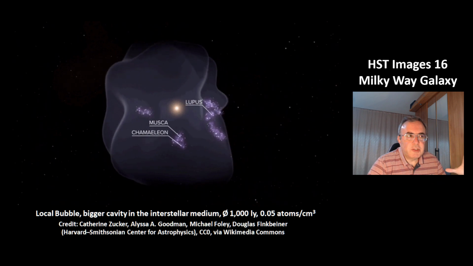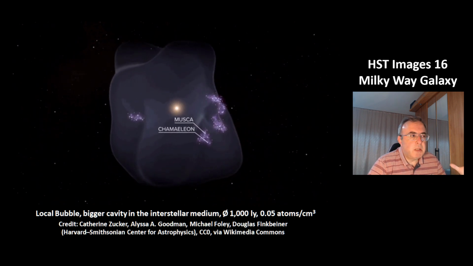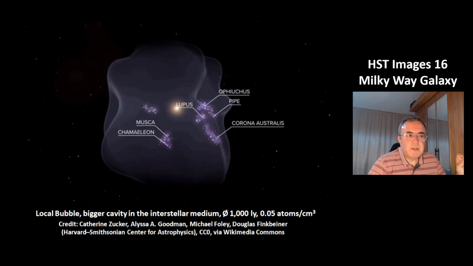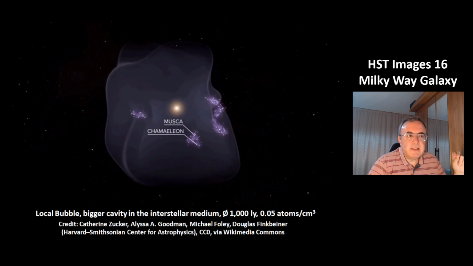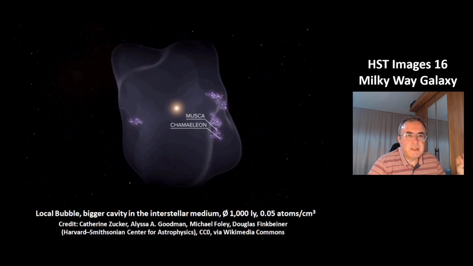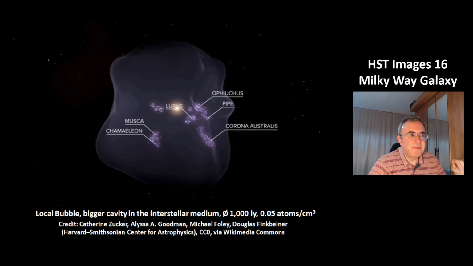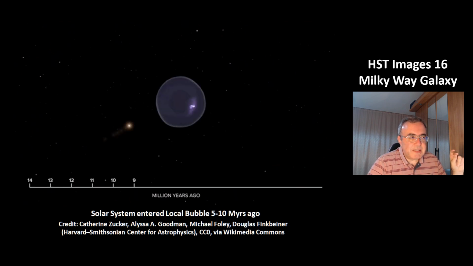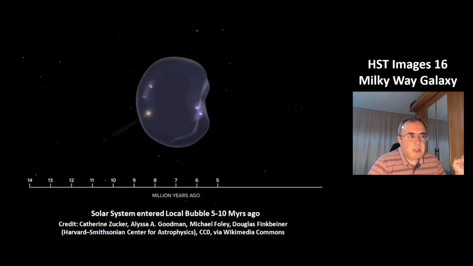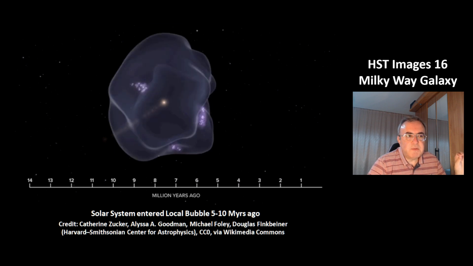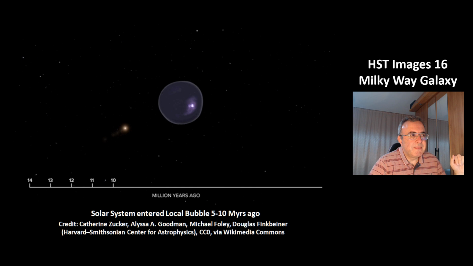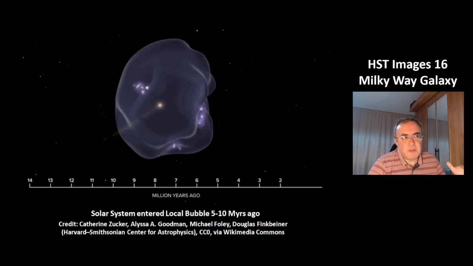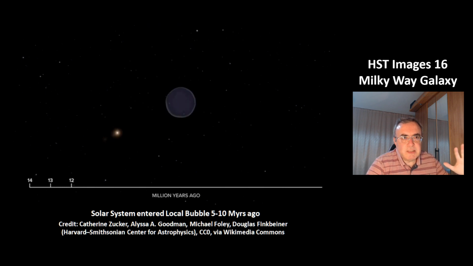This is a bigger structure we are in. That's called the Local Bubble. It's a bigger cavity in the interstellar medium with a size of 1,000 light years and a density of just 0.05 atoms per cubic centimeter. This is how the solar system entered the Local Bubble about 5 to 10 million years ago. And of course, eventually, the solar system will exit the Local Bubble.